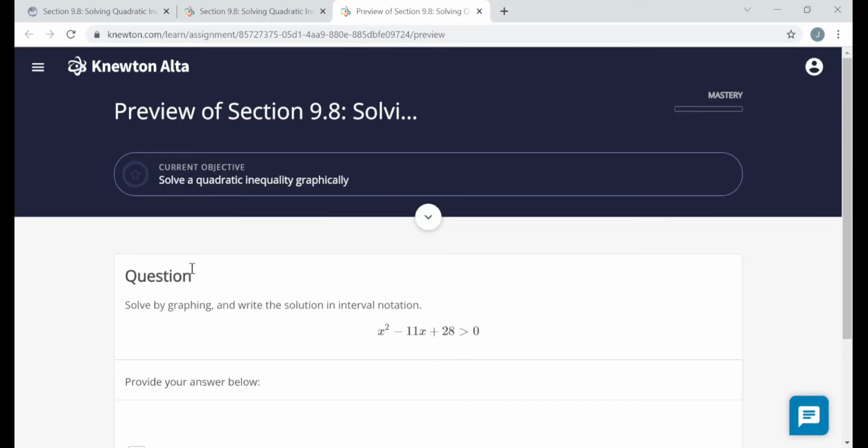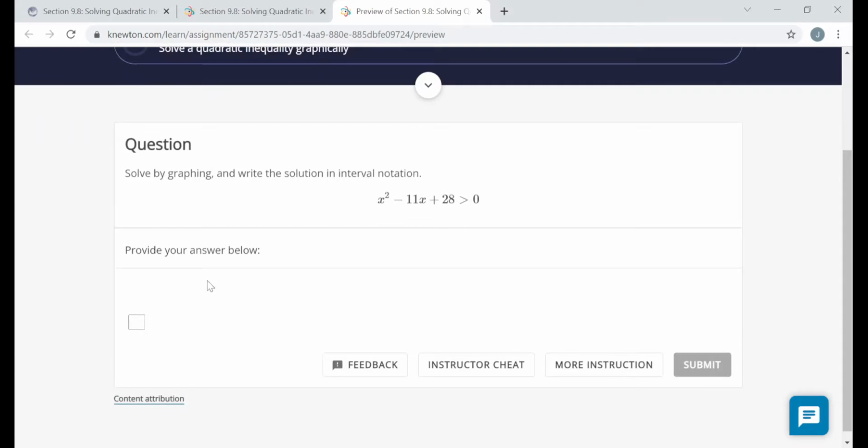And then you have a question related to the current objective beneath that. And at the bottom of every question, there should be a feedback button for which you can send feedback to Knewton. There should also be a more instruction button. You'll click on this if you ever have any troubles, and it'll provide you with further reading material and/or videos to help you out. And you will not see the instructor cheat button. That is not going to be there.